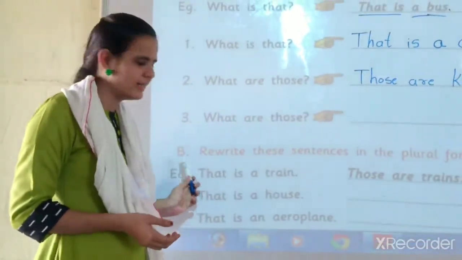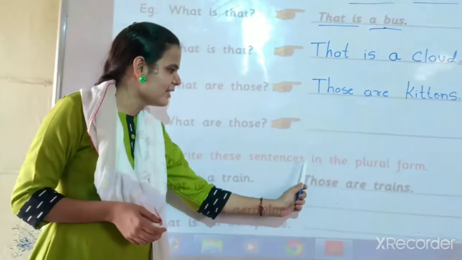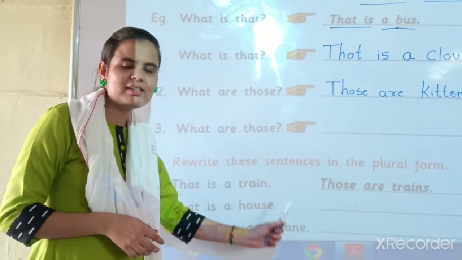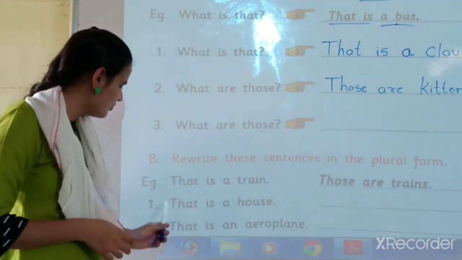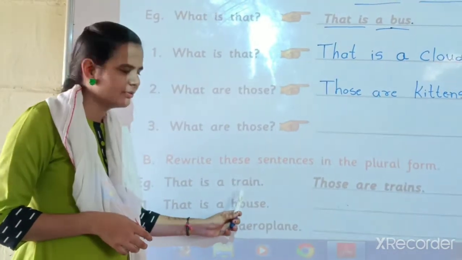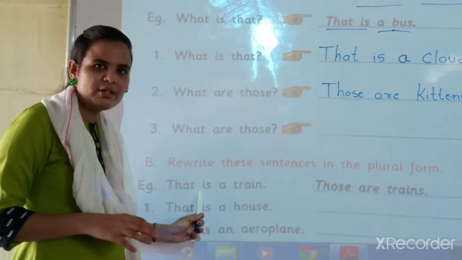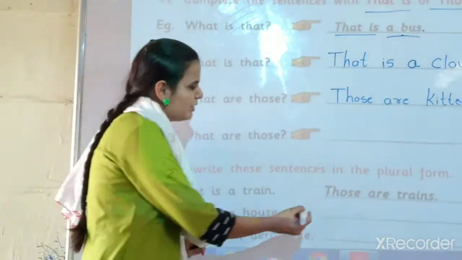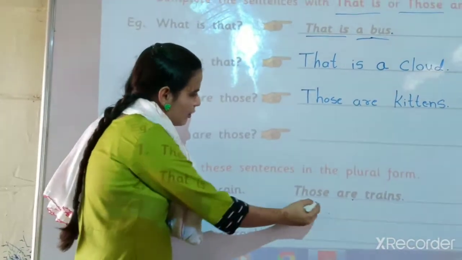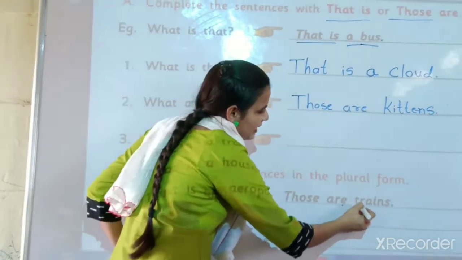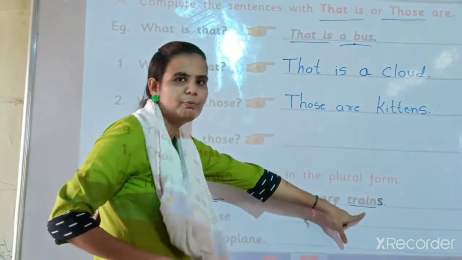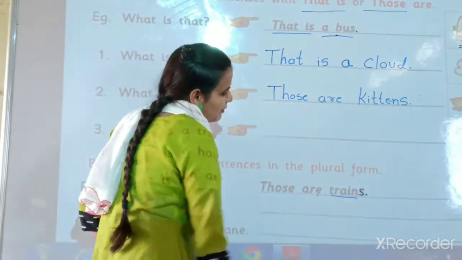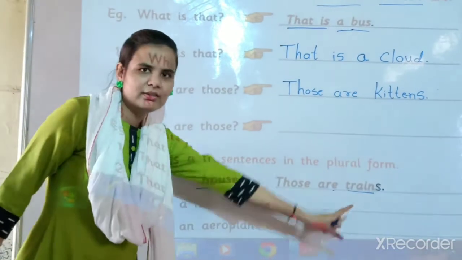Let's see the next part, that is part B. We write these sentences in the plural form. As you can see, this is a sentence. You have to write this sentence again but in plural form. For example, that is a train. This is a singular form sentence. You have to change it into plural form. So we know for plural form we use those are. Here is train. So we write the spelling of train and we will add s to make it plural form. So the sentence will become those are trains, and at the end of the sentence you have to add a full stop.